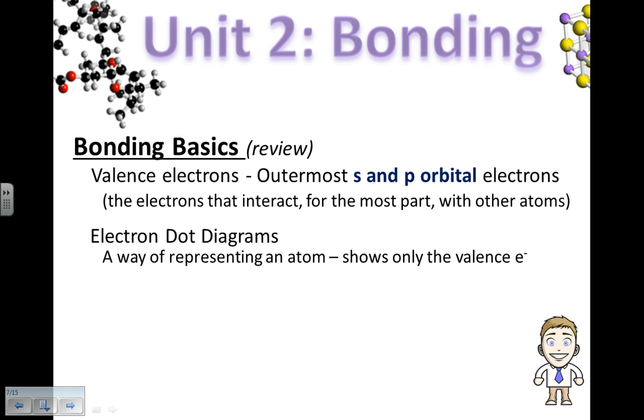After valence electrons, we have to talk about something called Electron Dot Diagrams. These are a really simple way of representing an atom, which shows only the valence electrons, since those are the ones we care about most of the time anyways.